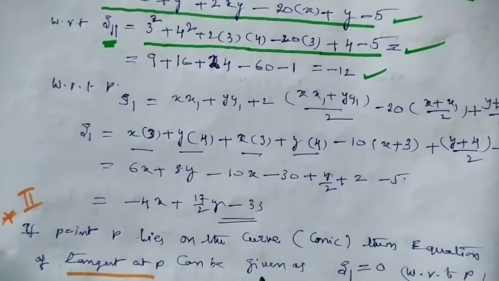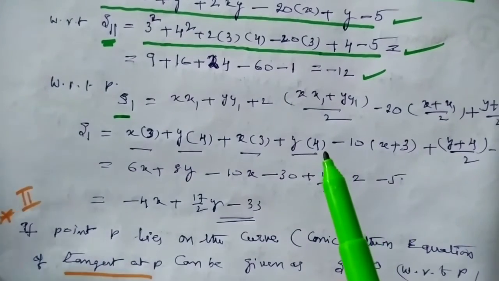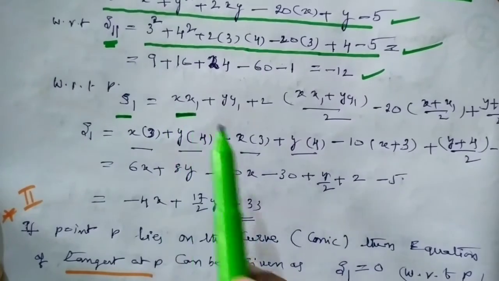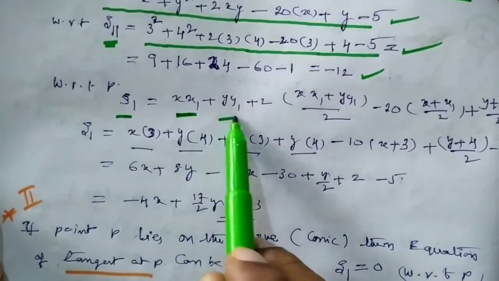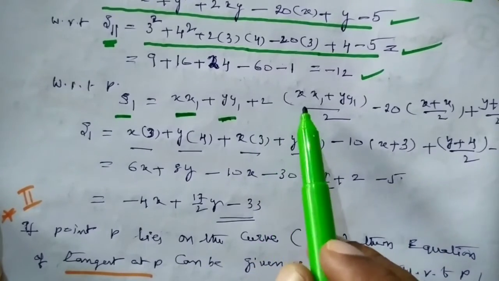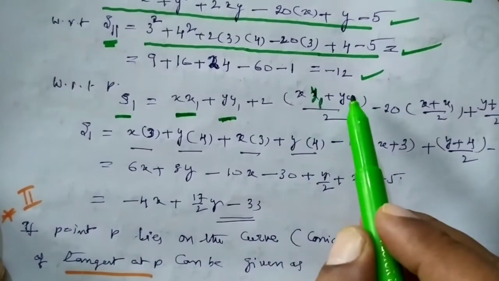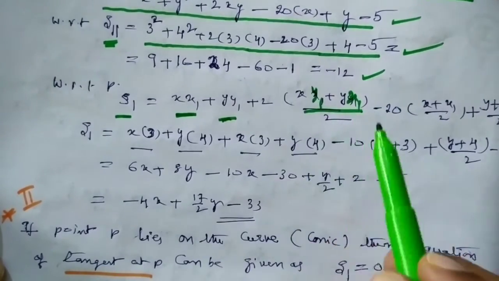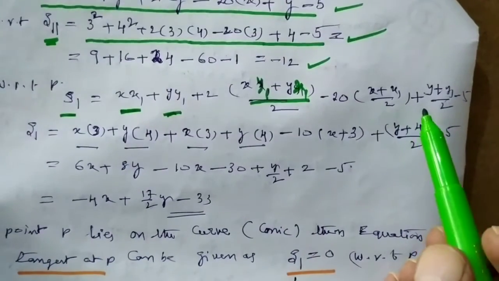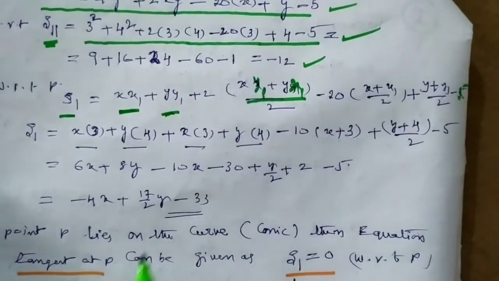In the same manner, to calculate S1, what do we do? We have to substitute the terms: x square is replaced by xx1, y square is replaced by yy1, and 2xy is replaced by 2 into (xy1 plus yx1) by 2, and 20 into (x plus x1) by 2, plus (y plus y1) by 2, minus 5. This is the S1 value.